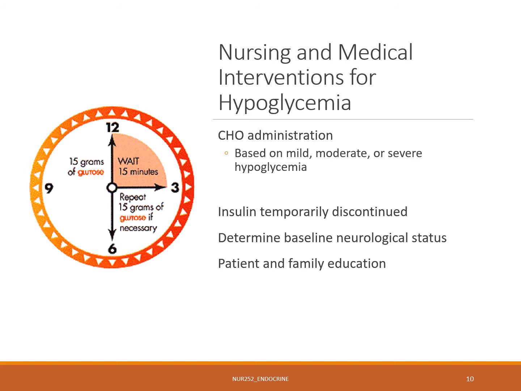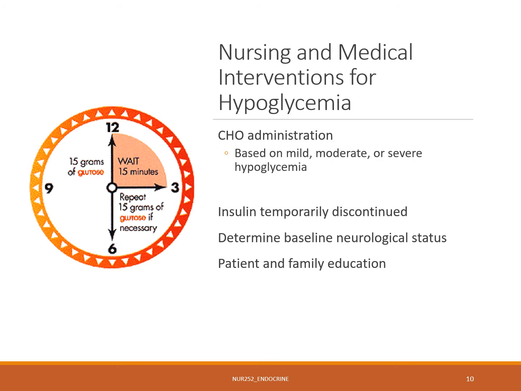Insulin should be stopped temporarily. Insulin pumps must be suspended. Neurological assessments are done to detect any changes in cerebral function related to hypoglycemia. Baseline neurological status, including mental status, cranial nerve function, sensory and motor function, and deep tendon reflexes are appropriate to obtain. Assessments for seizure risk are also carried out.